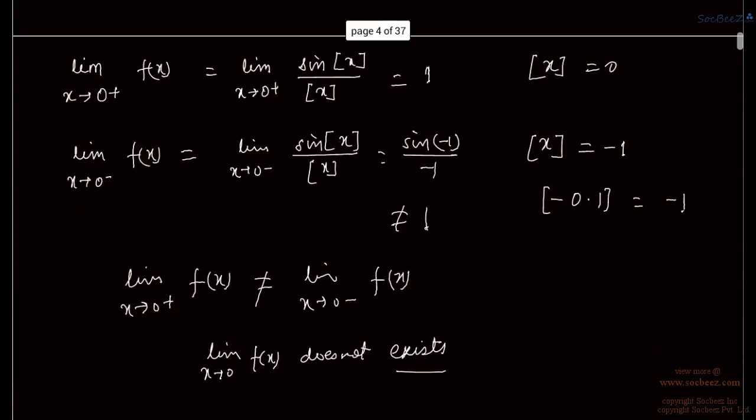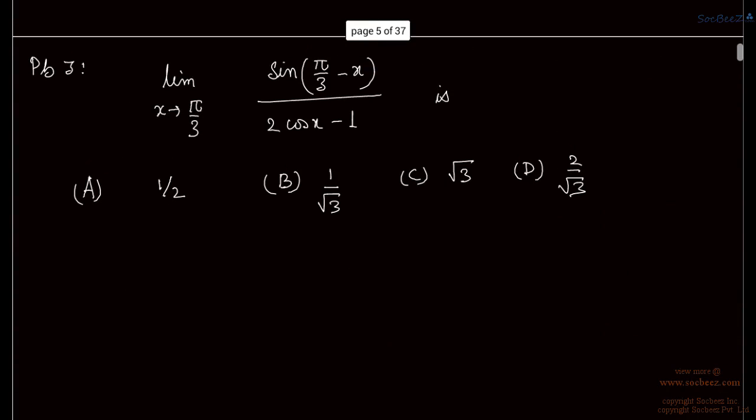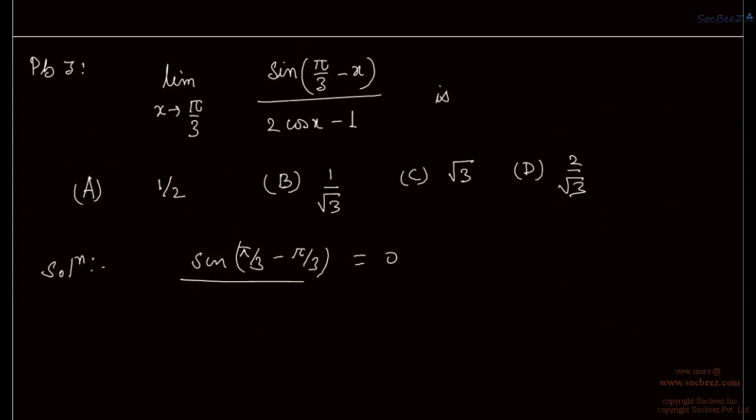Now moving to the third problem, we have limit of sine(pi by 3 minus x) upon 2 cos x minus 1. So let us check first what is the form of this limit. We have sine(pi by 3 minus pi by 3), which is 0, and 2 cos pi by 3 minus 1, which is equal to 2 times half, 1 minus 1, is equal to 0. So this is 0 by 0 form. So we can use L'Hopital's rule, right?